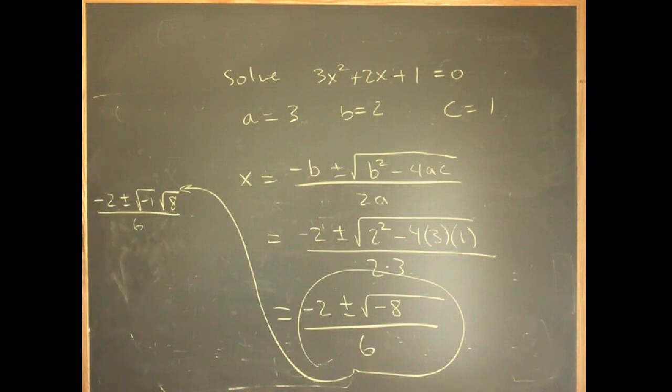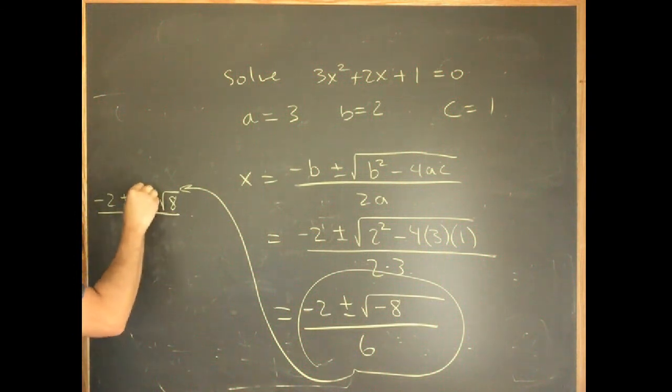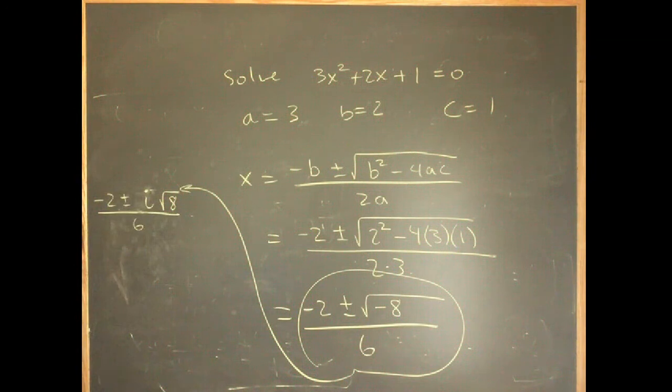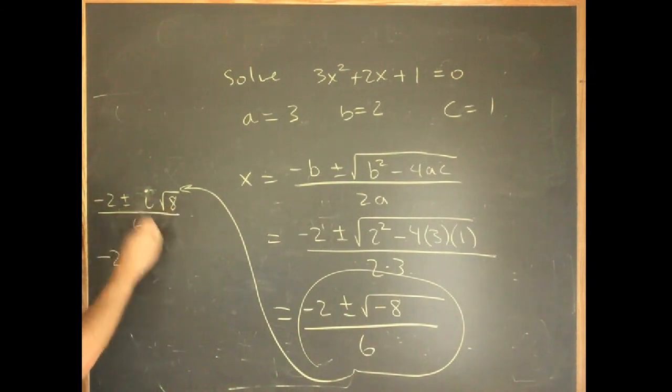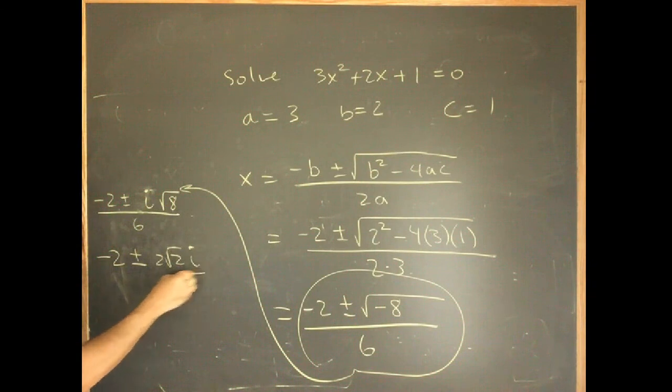Now, you normally wouldn't write this, but I just want to write it in this format because if you remember, our definition of the square root of negative 1 was just that it was i. Right? So we're using that multiplication property of square roots, and now we're writing this as i times the square root of 8. Remember, the square root of 8, we can simplify. 8 is 4 times 2, so this is 2 root 2. So this is negative 2 plus or minus, I'm going to put it in front, 2 root 2 times the i. i is that imaginary number, all divided by 6.